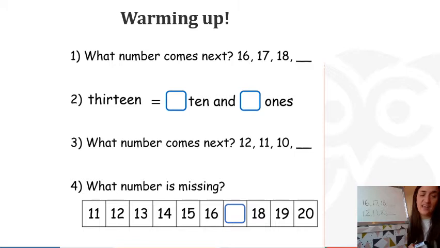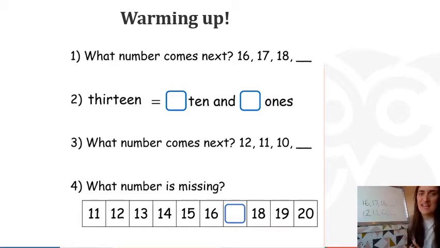And finally, question 4. What number is missing? If you have a look on the screen, there's a number track. What number needs to go in that blue square that's missing at the moment? Look carefully. Okay then, let's go through our answers. So question 1 was what number comes next?